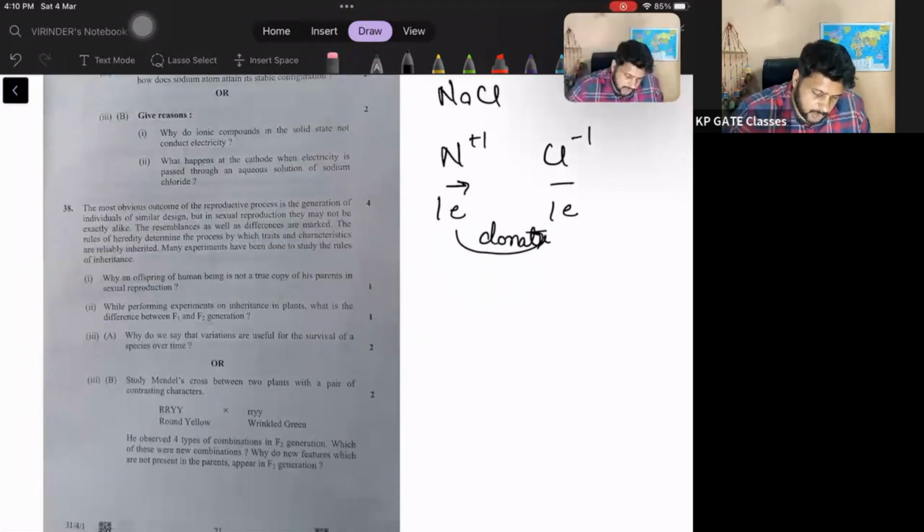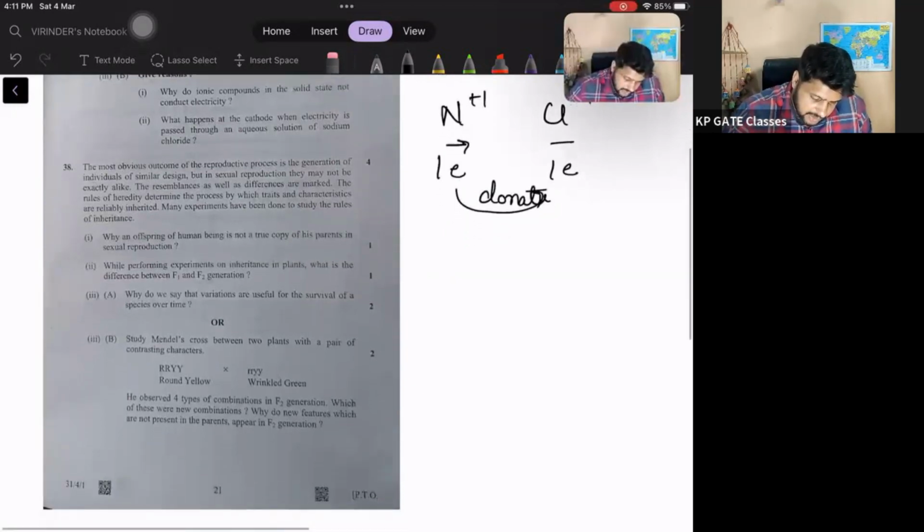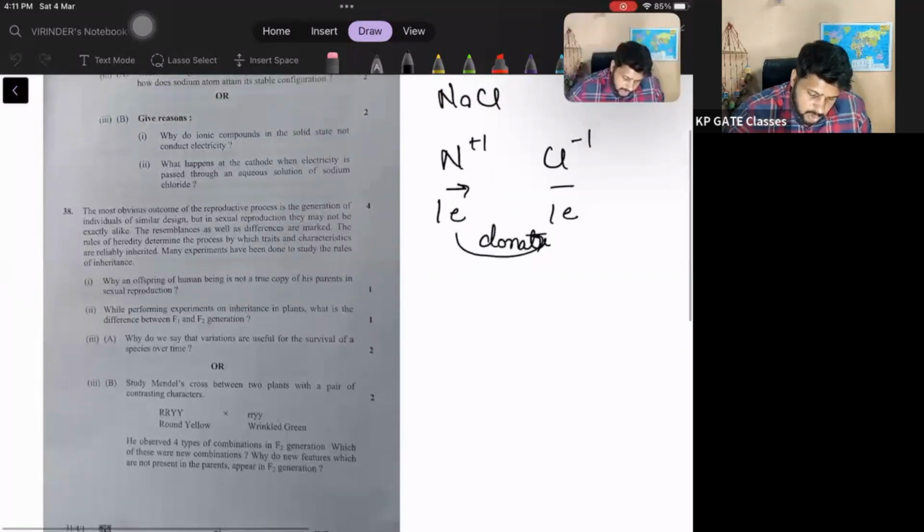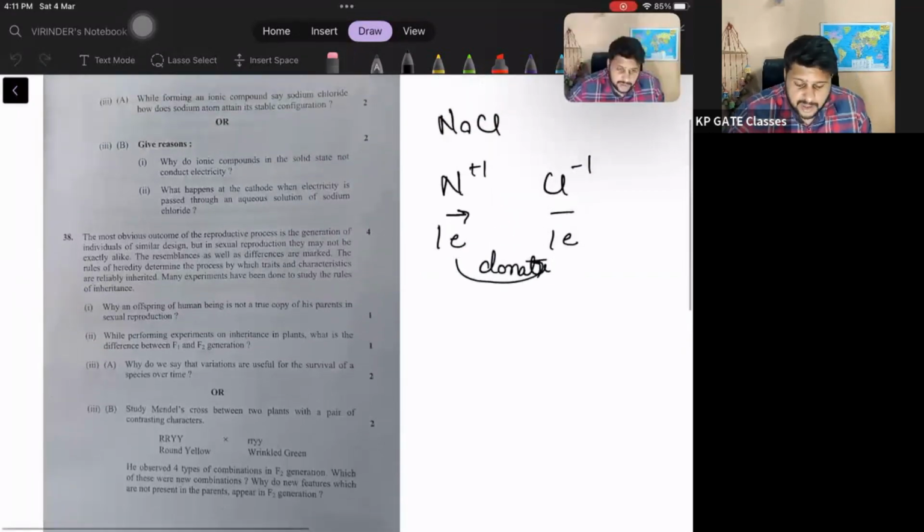Why do ionic compounds in the solid state not conduct electricity? Because dissociation must happen, so they conduct electricity in the aqueous state. What happens at the cathode when electricity is passed through an aqueous solution of sodium chloride? The cathode is negative, so we will be getting what kind of ion, sodium or chloride, at that end? This is again a very simple question.